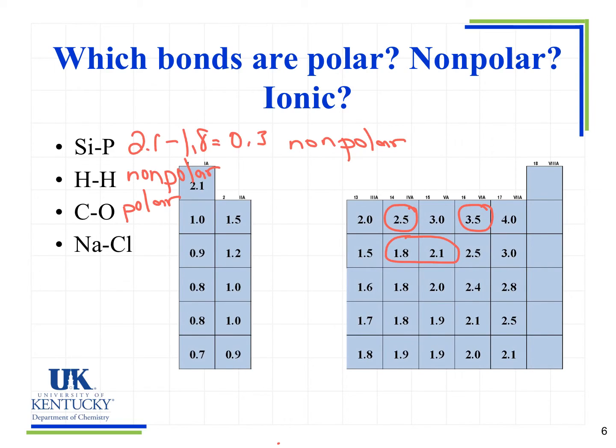And then I look at NaCl, and what I see here is sodium. It's right there, so that's 0.9. And chlorine is here, so that's 3.0. That's a difference of 2.1. And so we see that this is actually ionic.